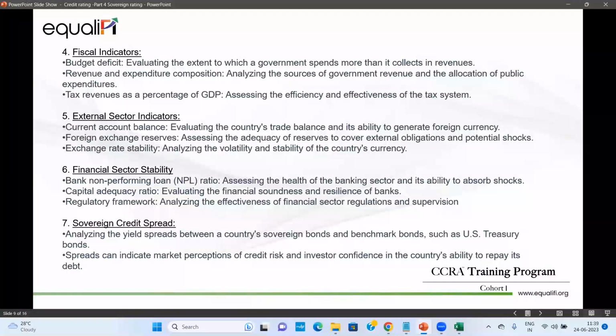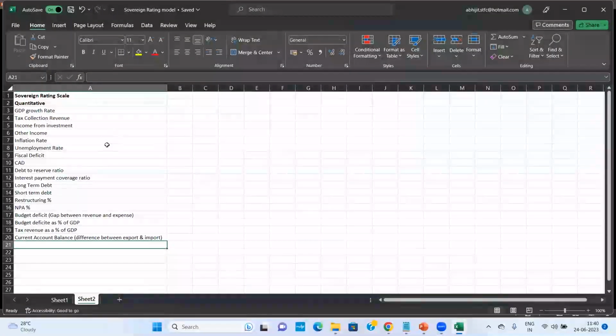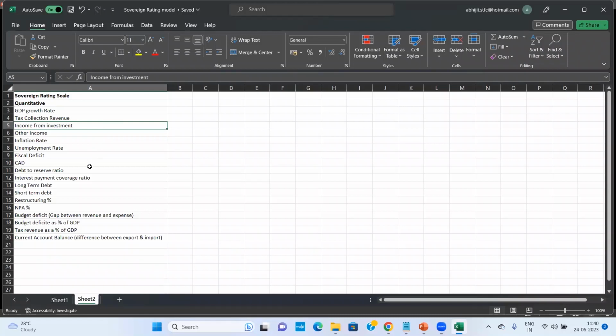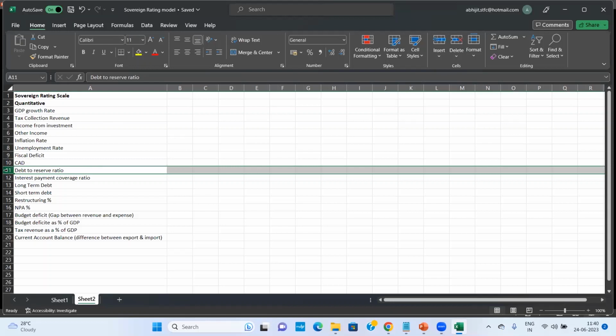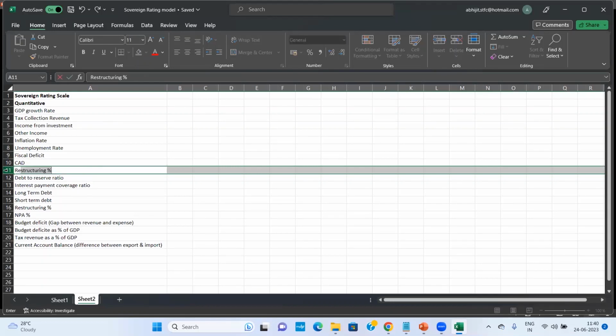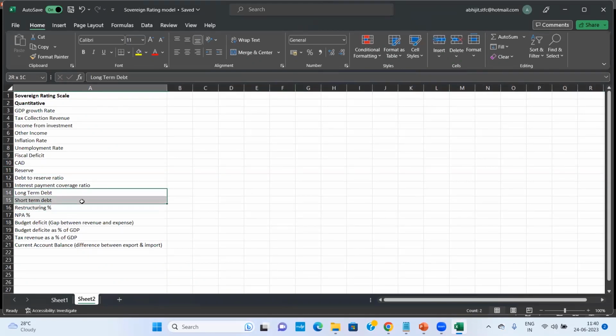Foreign exchange reserves. So we have already mentioned reserves, right? One is income from investment, another is debt to reserve ratio. Before that, let us put it like that, that reserve. And long-term debt and short-term debt we had already mentioned, right? So reserves can include your forex reserve, your cash reserve, any reserve, right?